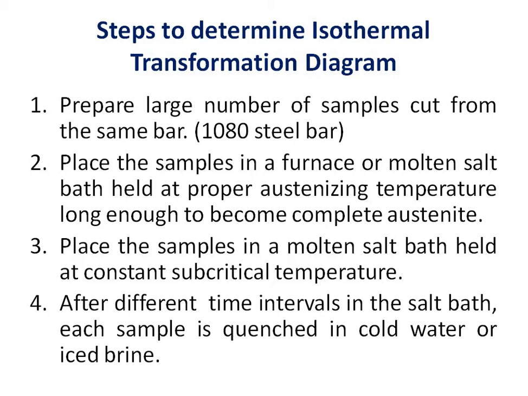Step number 2. Place the samples in a furnace or molten salt bath held at proper austenizing temperature long enough to become complete austenite. Step number 3. Place the samples in a molten salt bath held at constant subcritical temperature. Subcritical temperature means the temperature just less than the critical temperature. At critical temperature, the phase transformation takes place, whereas at the subcritical temperature, phase transformation will not take place.